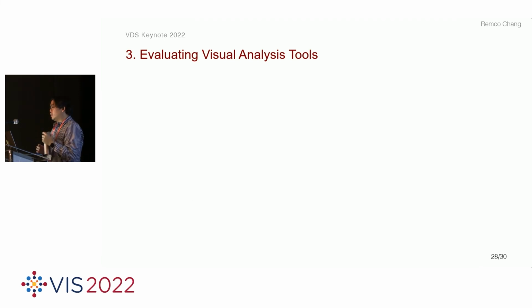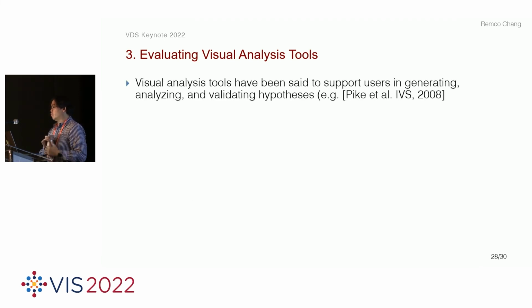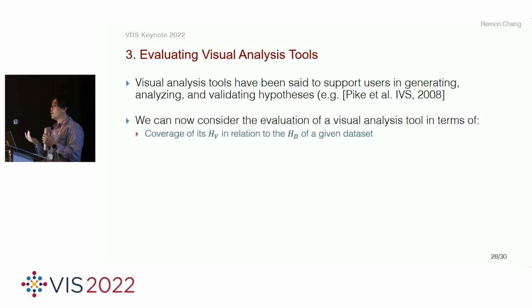And the last thing is thinking about visualization in terms of evaluation. So we've often claimed that visual analysis tools are supposed to help users in generating, analyzing, and validating hypotheses. But now maybe we can start to really evaluate visualizations along that vein, right? Which is to say, we consider the evaluation of a visualization tool in terms of the coverage of H of V in relation to H of D, right?